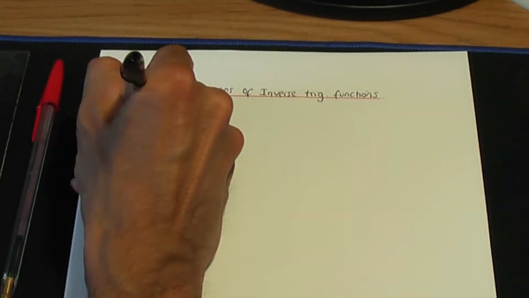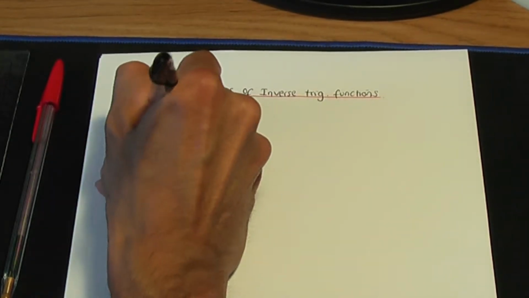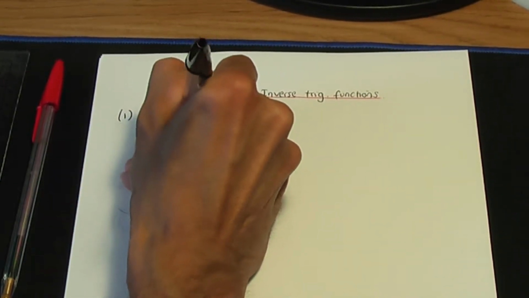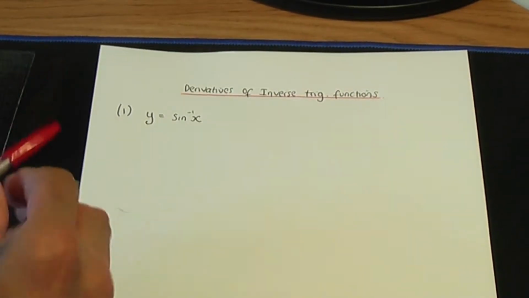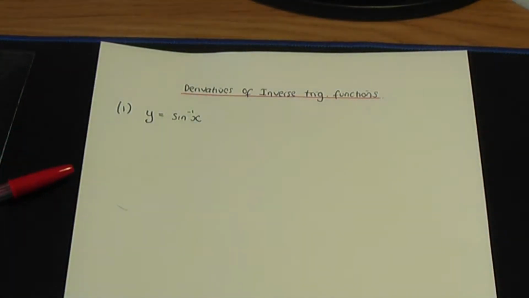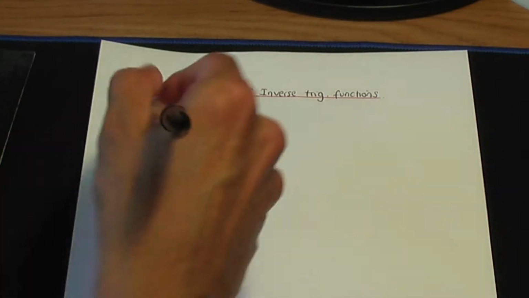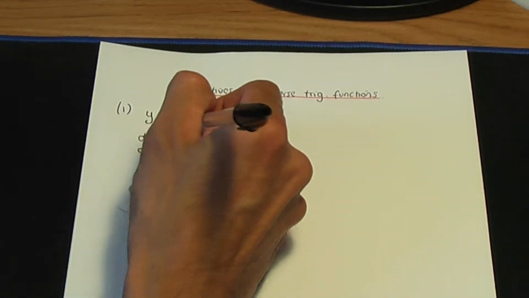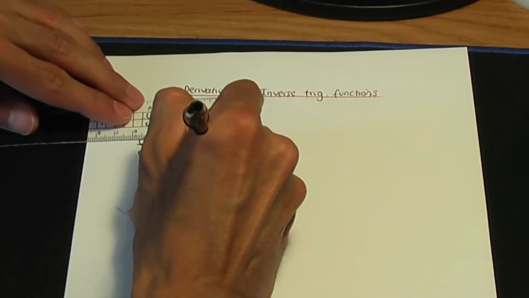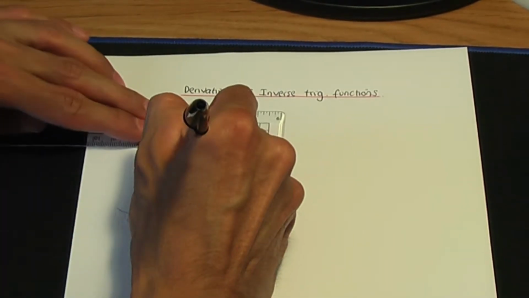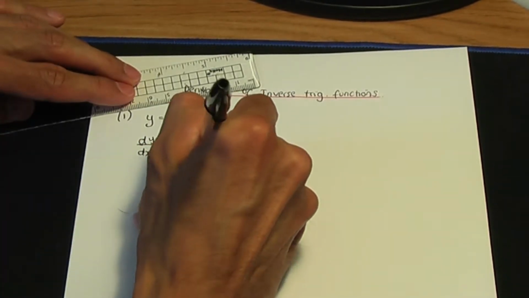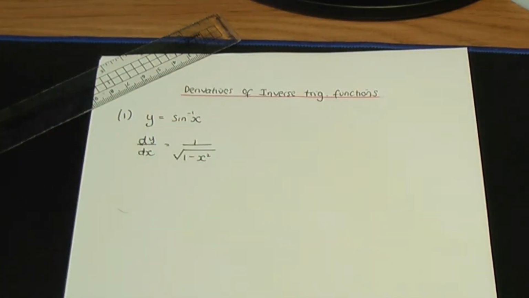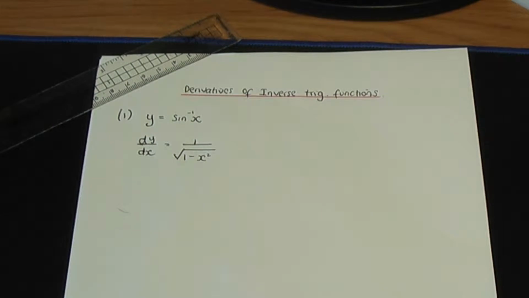First of all, let me give the first result. So the first result reads, if y equals the inverse sine of x, so if you have y equals sine inverse of x, then dy over dx, its derivative, will be 1 over the root of 1 minus x squared. So that is the result for the inverse sine of x, or sine inverse of x.